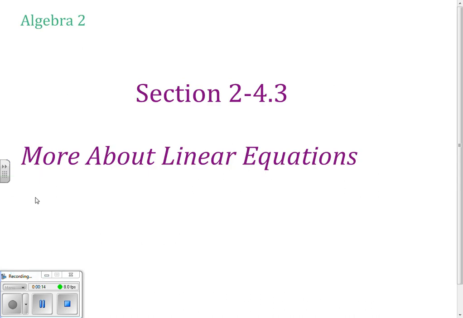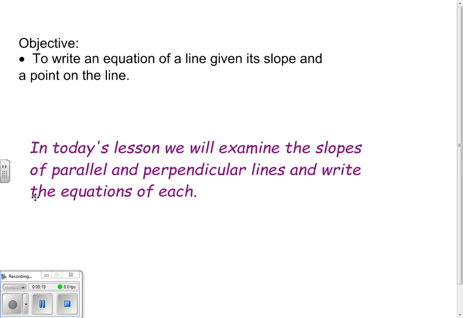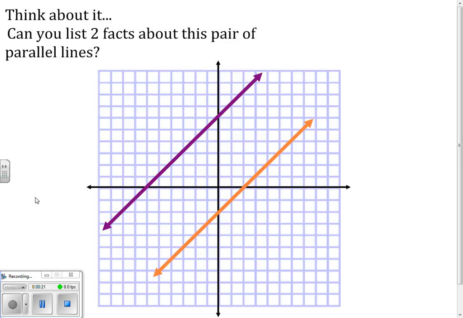Section 4, Day 3 finishes up the information on linear equations for us in this chapter. We're going to talk about parallel and perpendicular lines. Let's talk about parallel lines first. Parallel lines, there are two facts you can list about them.